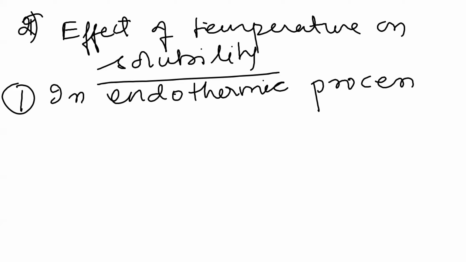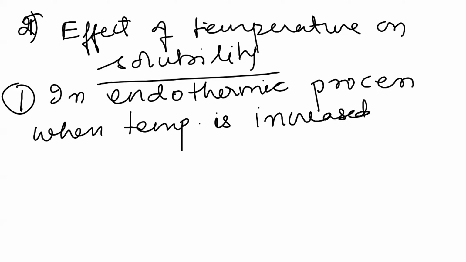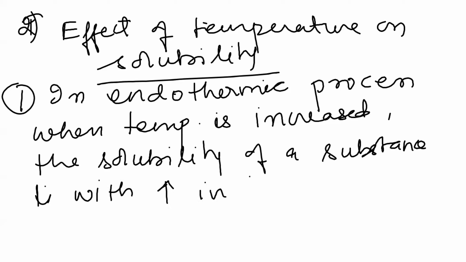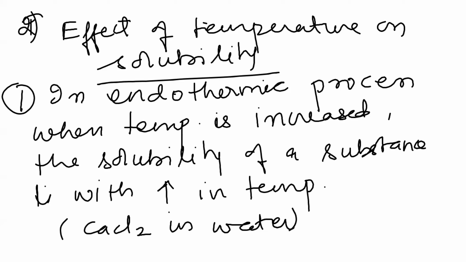We see in an endothermic process that heat is added to the reactants in order to form the product. So what we are seeing is when temperature is increased, the solubility of the substance decreases with increase in temperature, like calcium chloride in water. Can you tell me something on this? Calcium chloride in water.